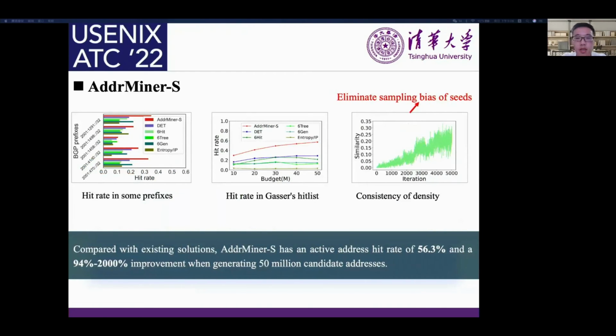Compared with existing solutions, AddrMiner-S had an active address hit rate of 56.3% and a 94% to 2000% improvement when generating 50 million candidate addresses. The red line shows that the density distribution of seeds increasingly converges to the density distribution of active addresses in the real network as the number of iterations increases.